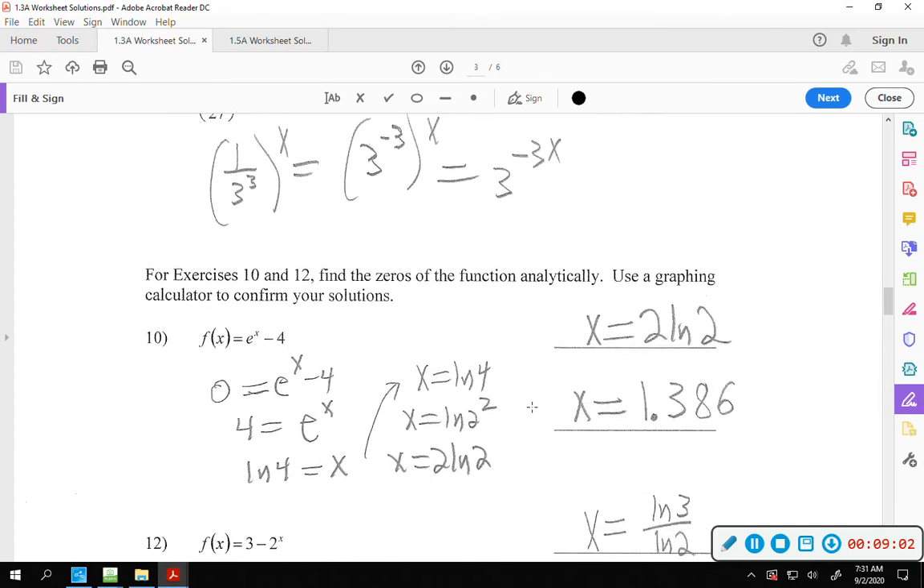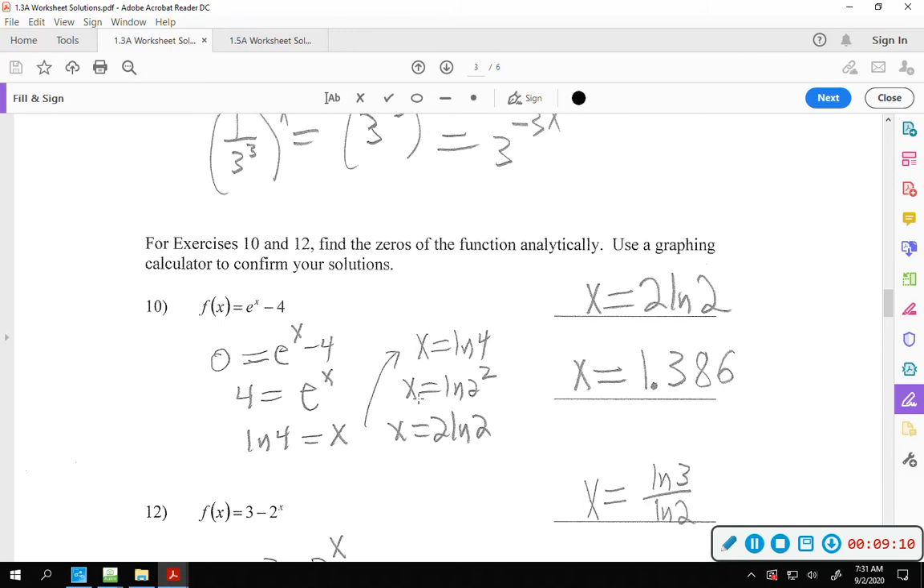Problem number 10 and 12. Find the zero of the function analytically first, and then use a calculator to confirm your solution. To find a zero means set the function equal to 0. If we add 4 to the other side, how do I get the variable out of the exponent of e? Well, what is the inverse operation of e raised to? Natural log. Natural log is the inverse operation of e raised to.